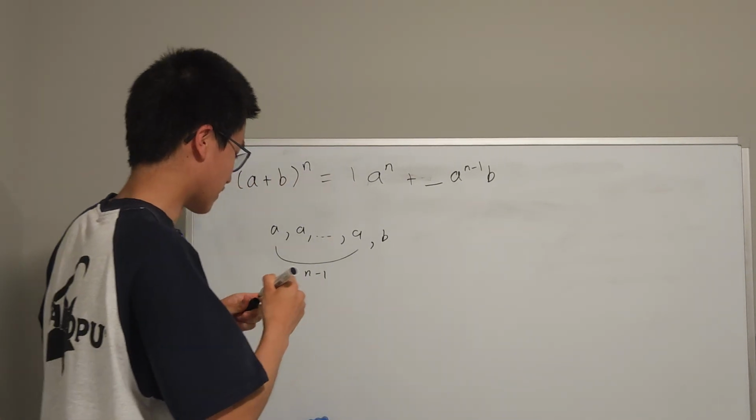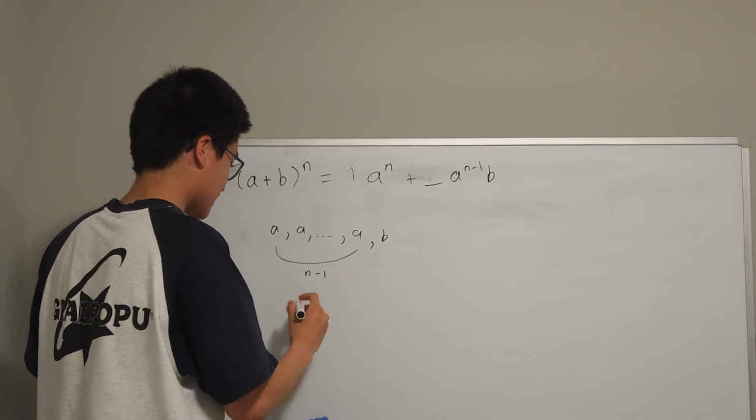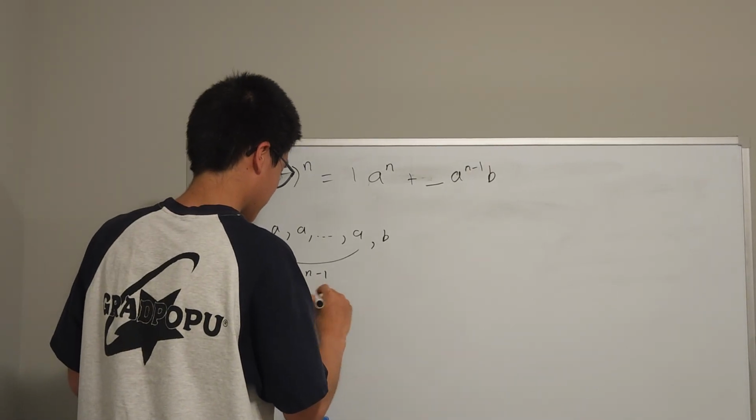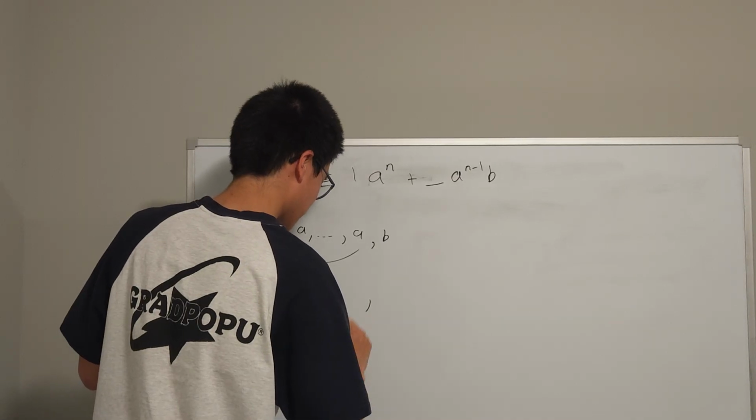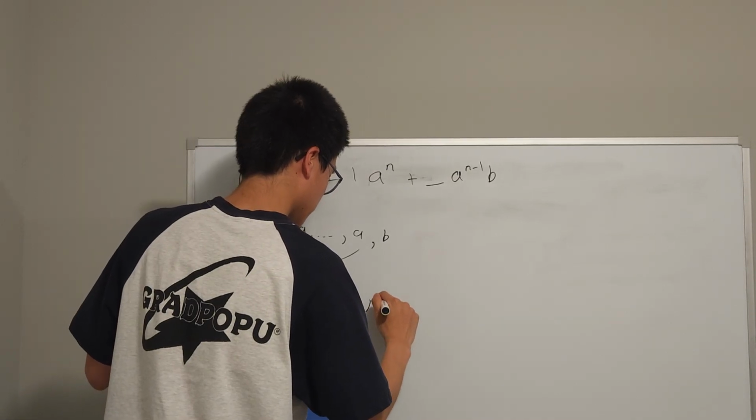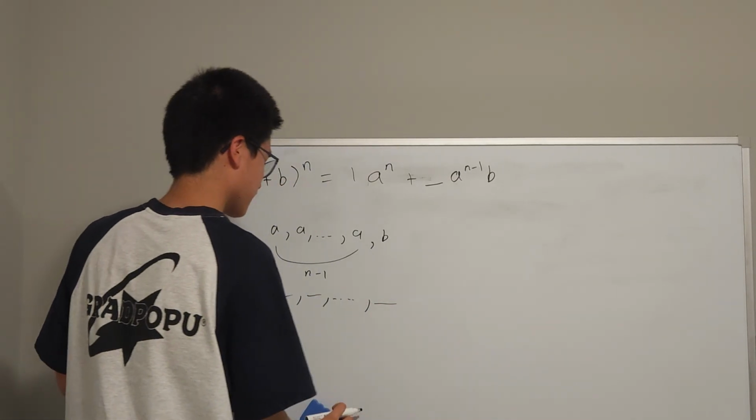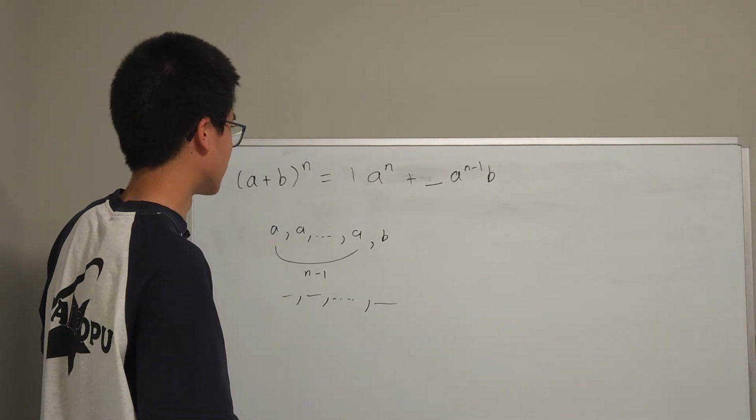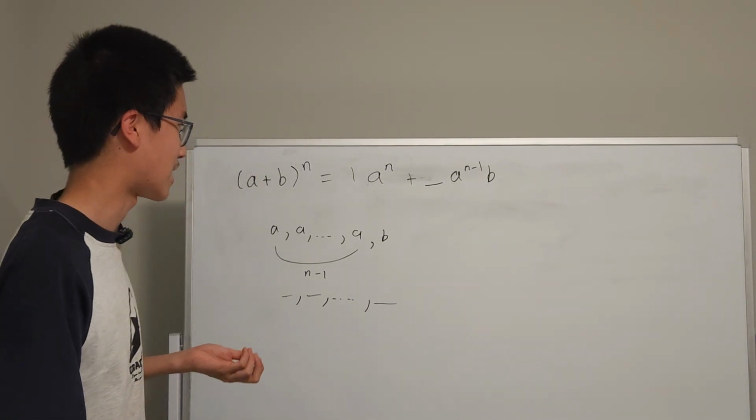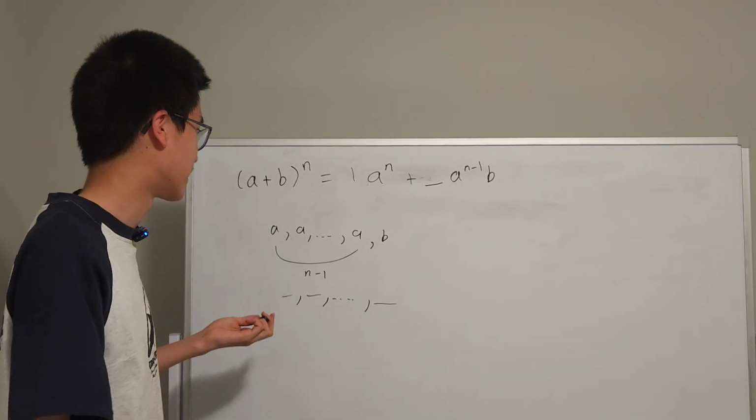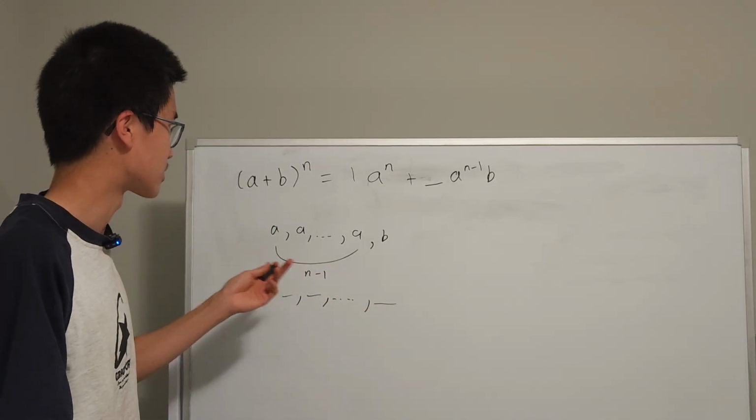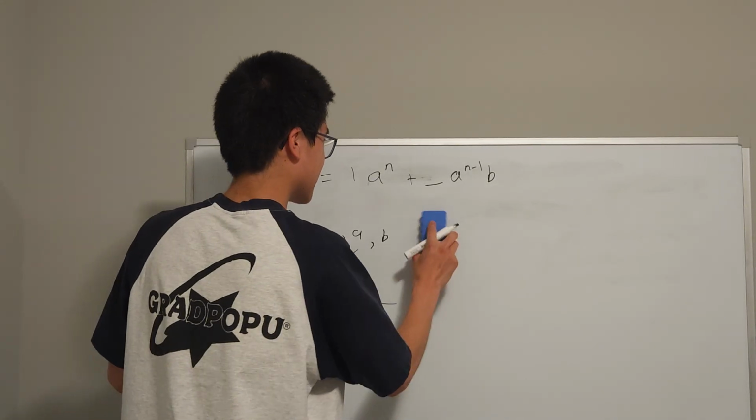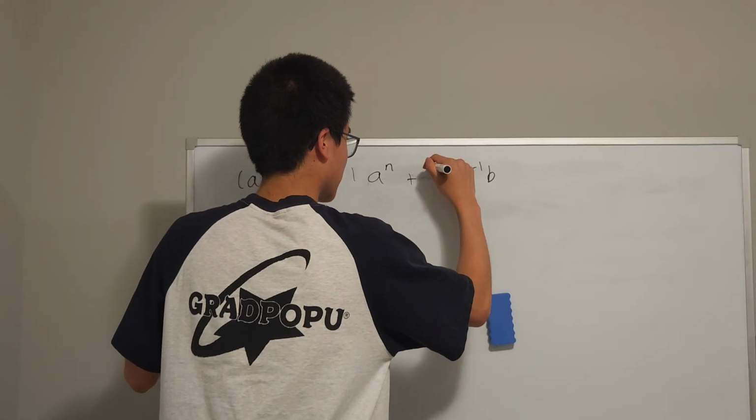Actually, another way to think of this is that if you have n slots, so you have n of these spaces, one way to look at this is how many ways there are to put b, right? How many ways are there to choose spots for b? Well, this is just n choose 1. We will write it like this.